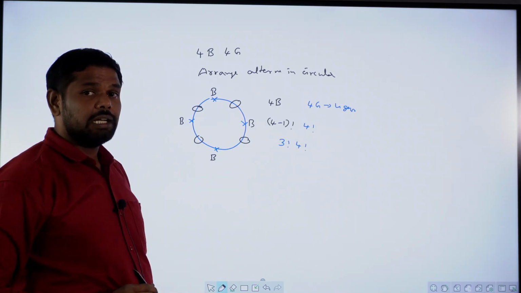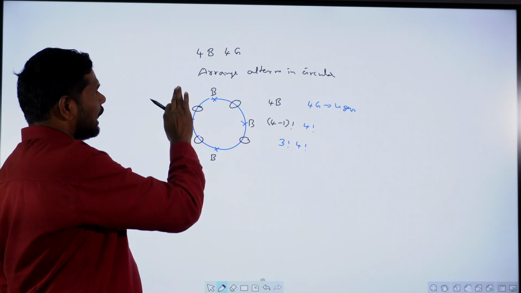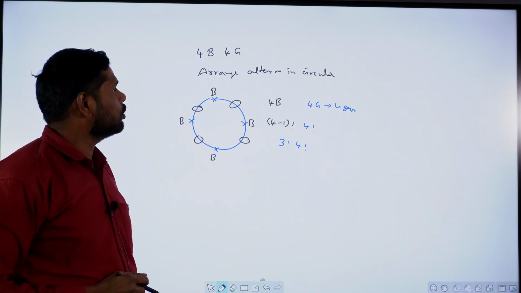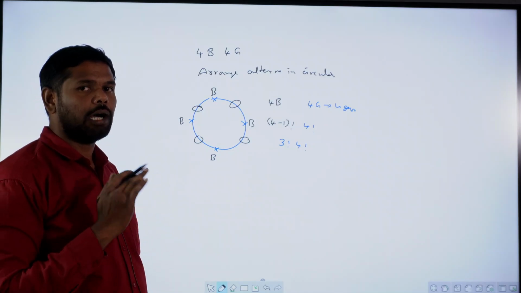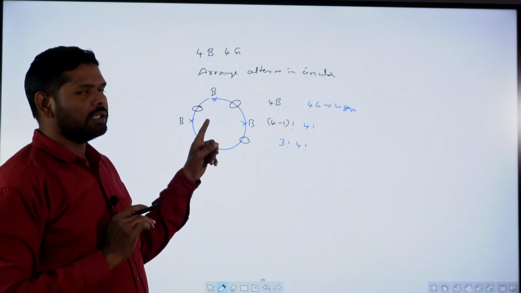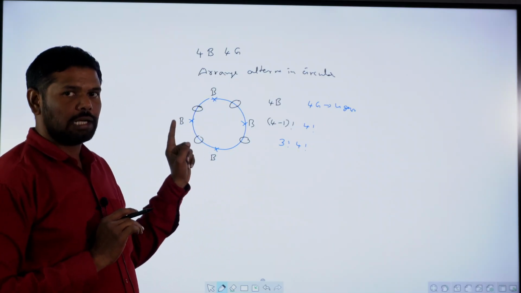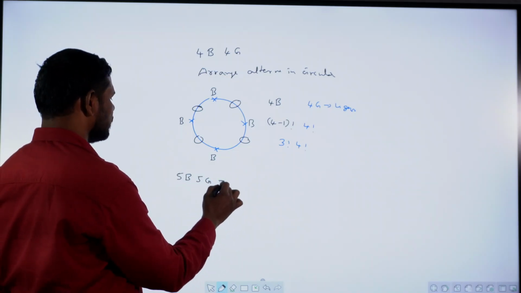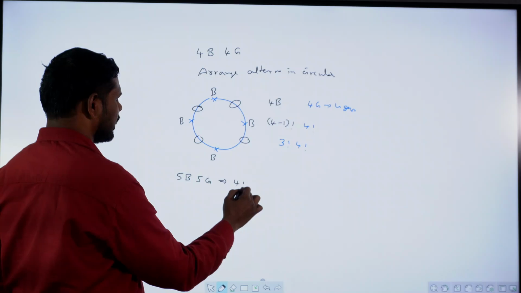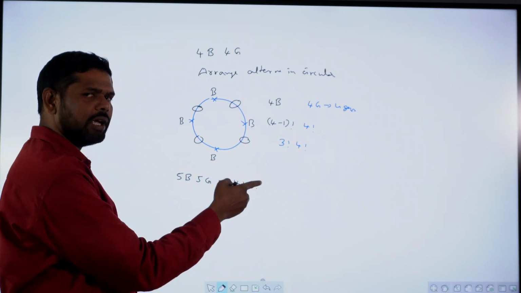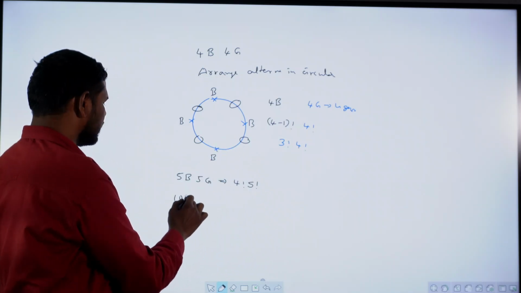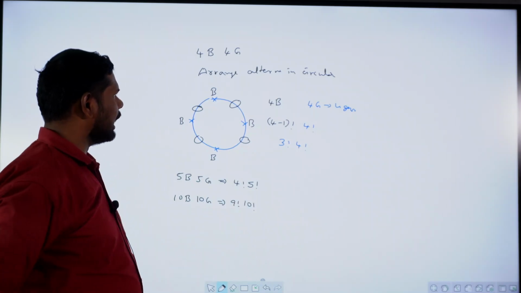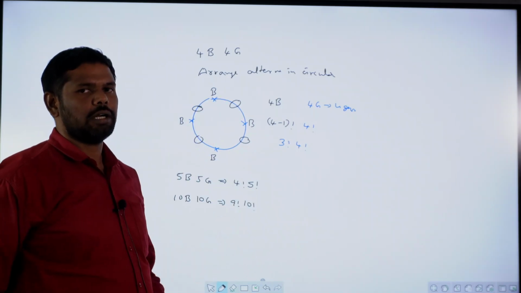So in a circle, only if boys and girls are equal is it possible to arrange them alternatively. If they differ by one also, it is not possible to arrange in the circular way, right? Suppose 5 boys and 5 girls: first 5 boys are arranged in 4 factorial ways and 5 girls arrange themselves in 5 factorial ways. 10 boys and 10 girls: how many ways? 9 factorial into 10 factorial. We can arrange them in circular arrangements, right?